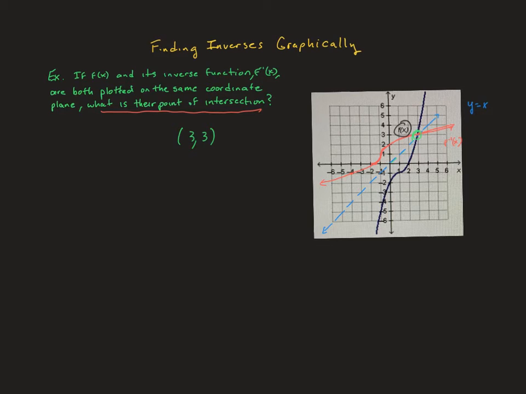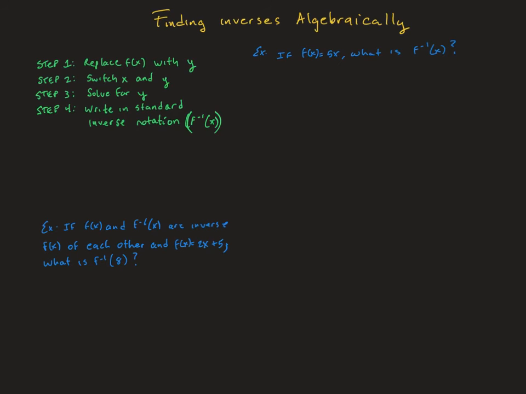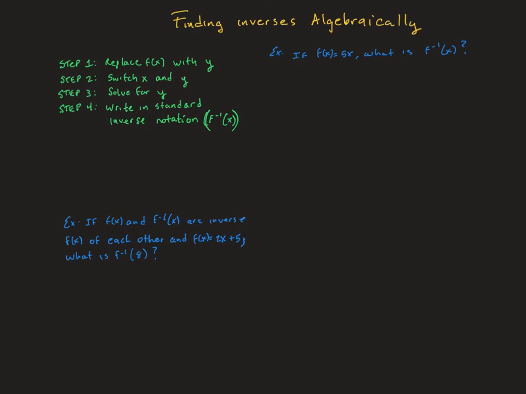That's looking at an inverse function and just looking at the graph, seeing what's going on, and saying, hey, 3, 3 is where they intersect. Now, doing it algebraically is a little more straightforward, easier, not having to graph it. There are some steps here. To find the inverse algebraically, in step 1, I replace f of x with y. Step 2, switch x and y. Step 3, solve for y. And then step 4, write it in standard inverse notation.